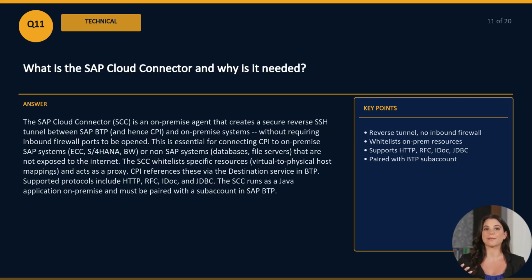Question 11. What is the SAP Cloud Connector and why is it needed? The Cloud Connector is a lightweight Java application you install inside your on-premise network. It creates an outbound connection from your internal network to SAP BTP, a secure reverse SSH tunnel. Your firewall is happy because the connection originates from inside the network. CPI then communicates through this tunnel.